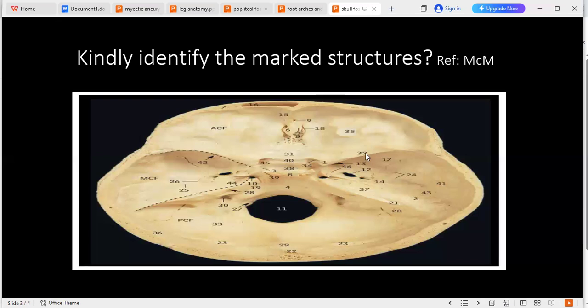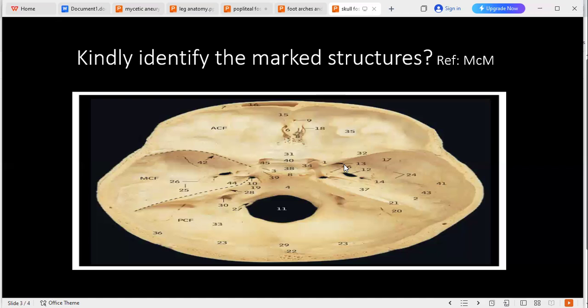Right. If you can move here and identify number 32. 32 is the lesser wing of sphenoid. Very good. If you can identify number 13. 13 is the superior orbital fissure. Foramen rotundum. What passes through it? Please tell me quickly. Maxillary nerve, the maxillary branch of trigeminal nerve.